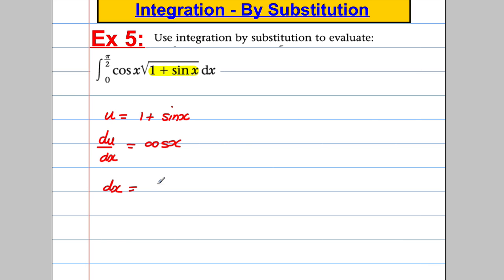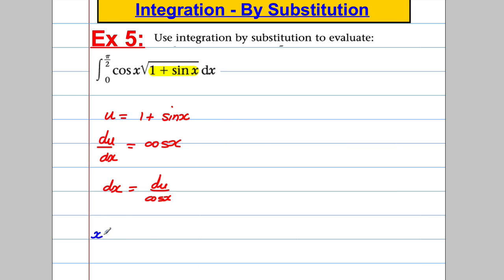dx, as the subject, is going to be du divided by cosine x. Now, when I replace this dx by du over cosine x, you can see the cosines cancel, so I'm not worried about the cosine here. I know it's going to cancel when I replace this. Okay, so that's fine. I've got an expression for 1 plus sine x, it's u to the half. The only thing I need to do is change the limits.